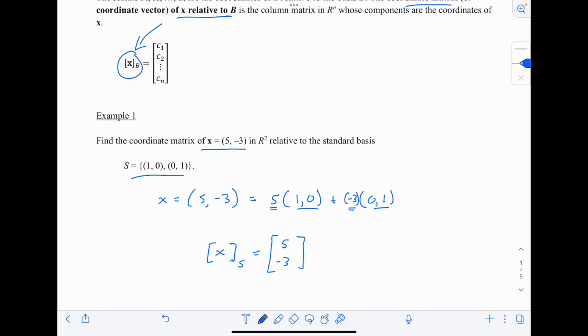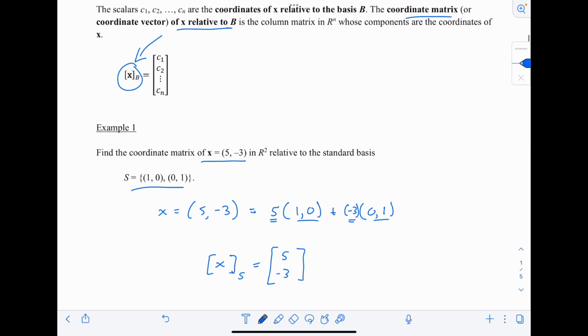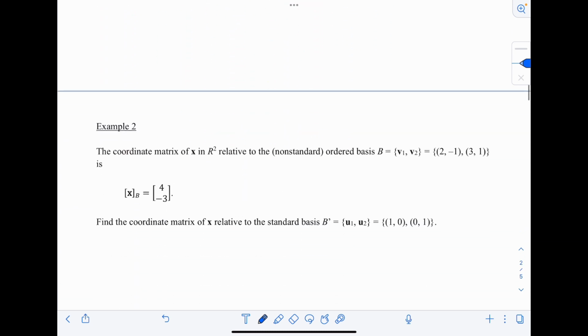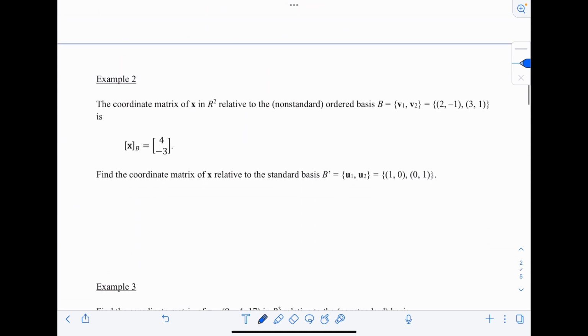We simply want to know the coordinate matrix of x relative to, in this case, S. We're calling it S instead of B. And in this case, it's 5, -3, because those are the scalars that I would multiply (1, 0) and (0, 1) by to get x. Okay? So let's do another example, one that has a little bit more to it.